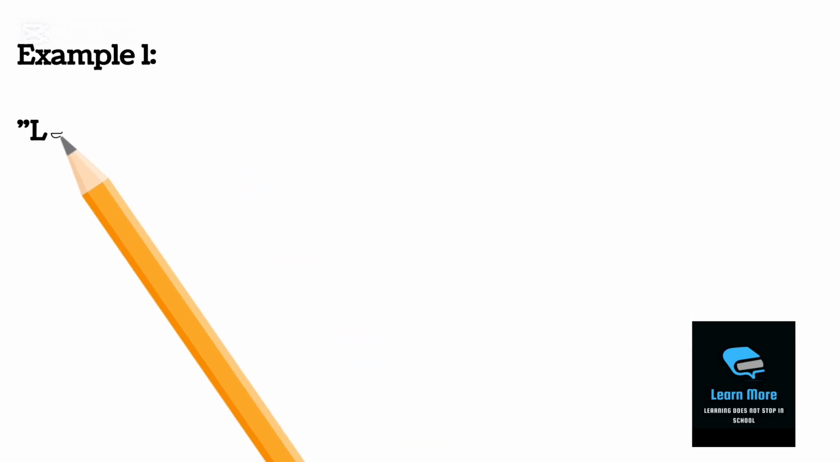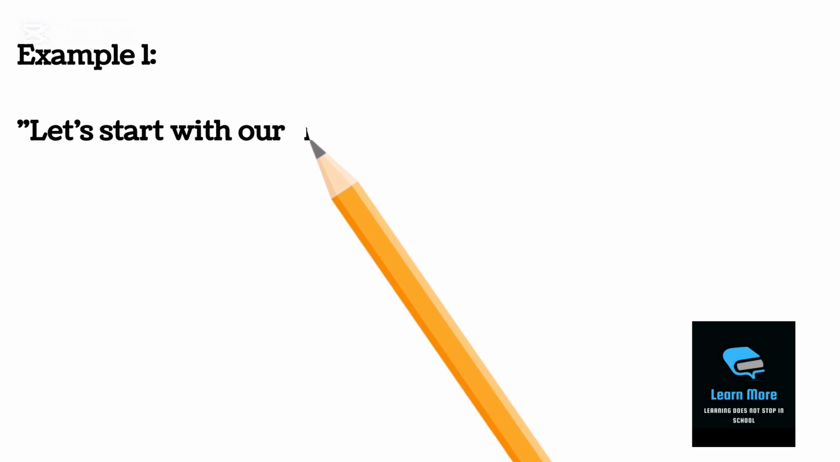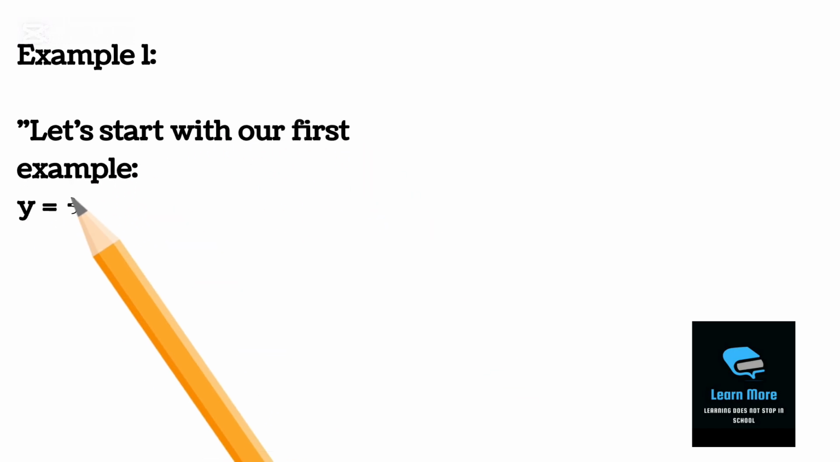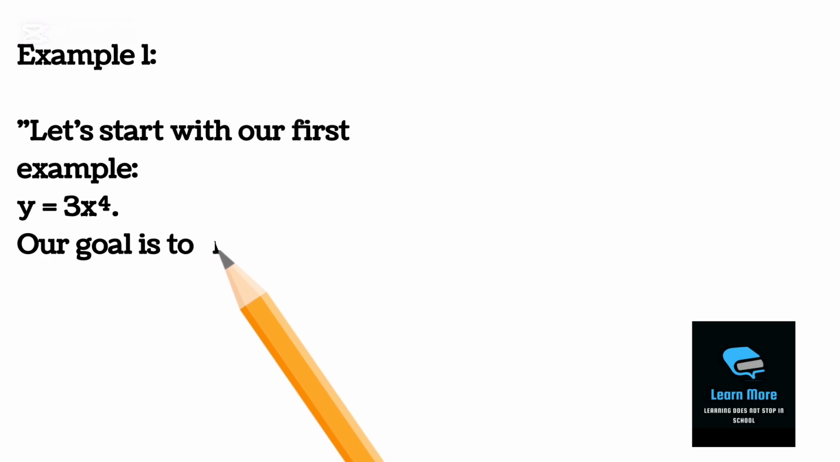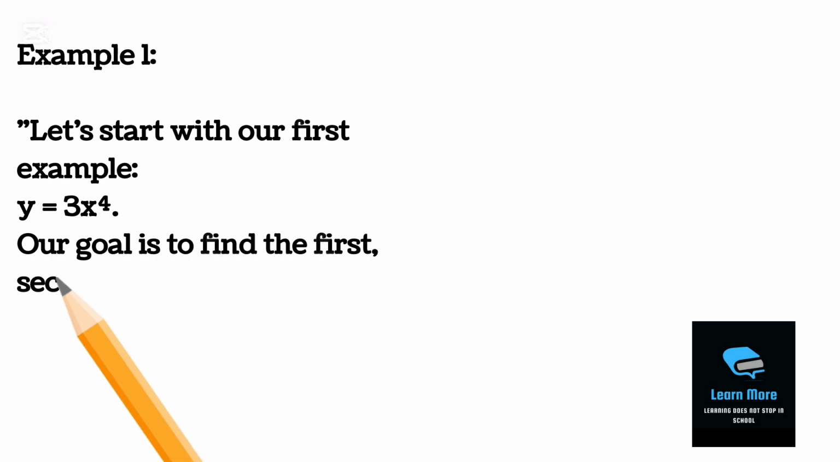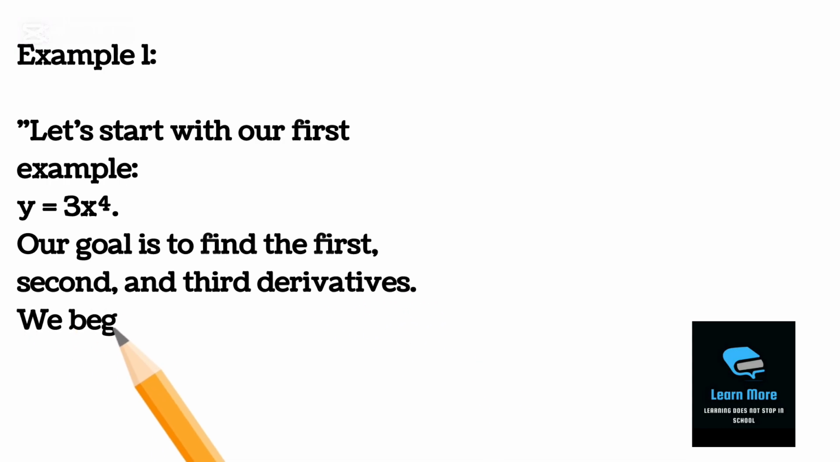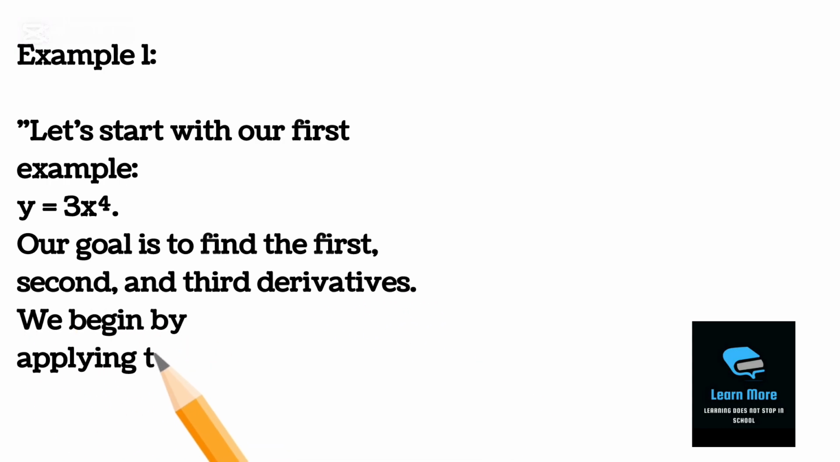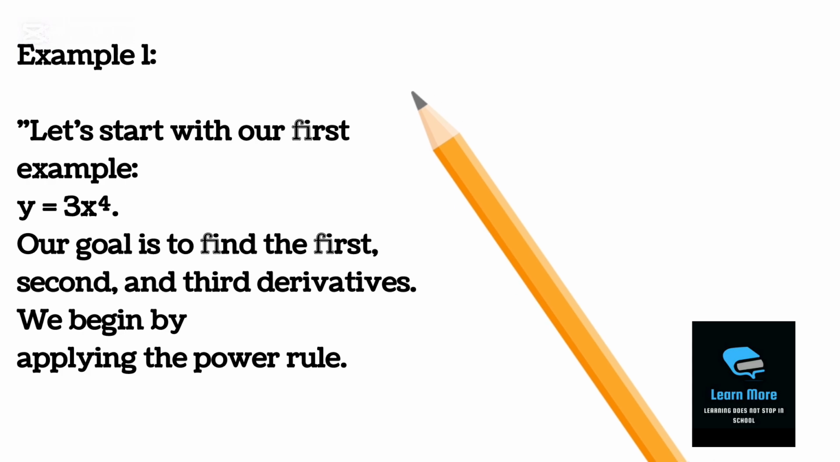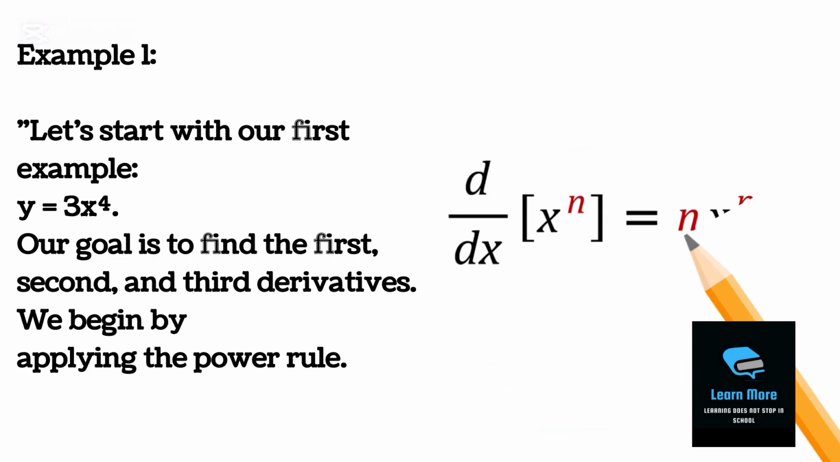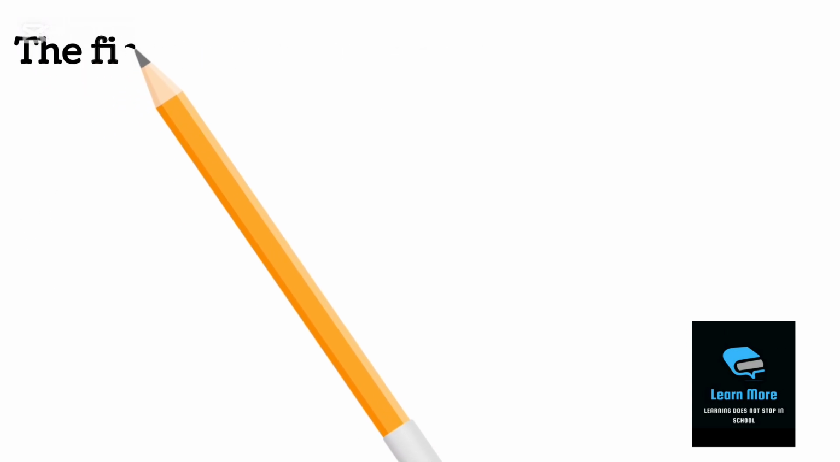Now, we're going to take our first example, example 1. Let's start with example 1, which says y equals 3x raised to power 4. Our goal is to find the first, second, and third derivative. We're going to be using the power rule. By the power rule, we know that d over dx of x raised to power n is equal to n times x raised to power n minus 1.